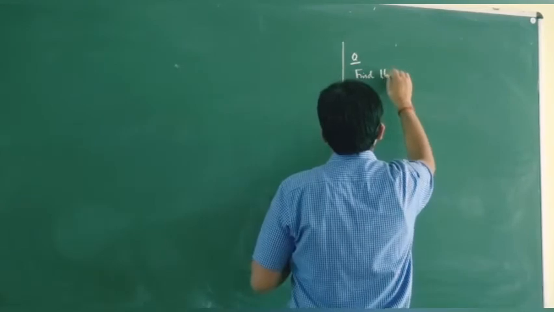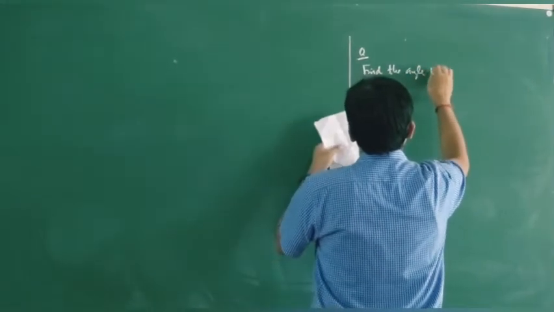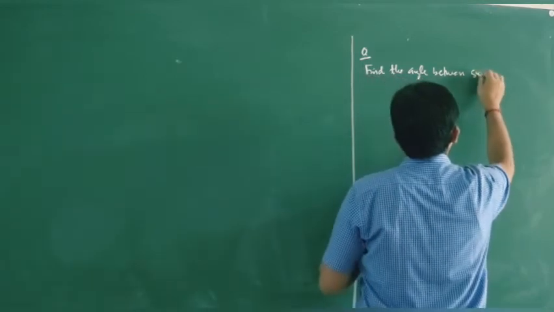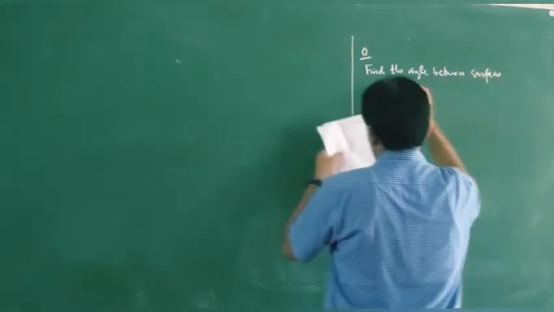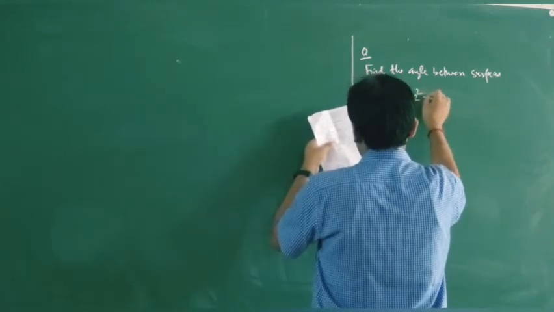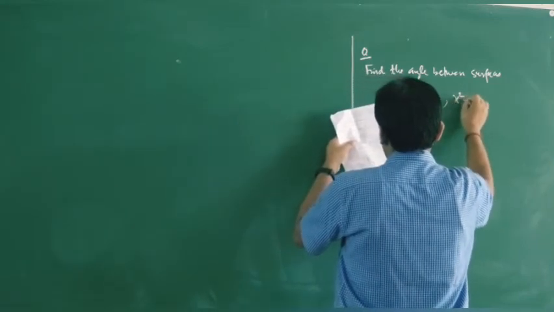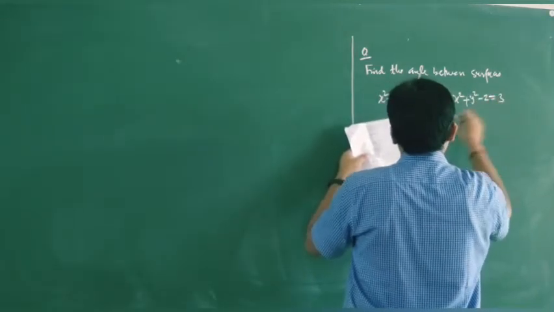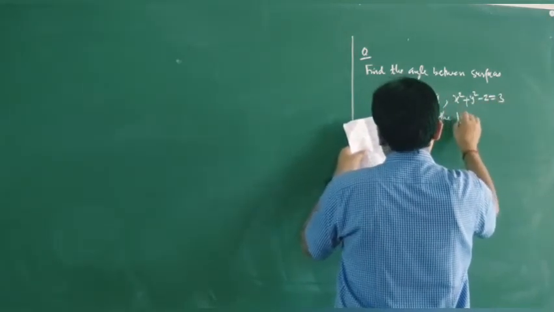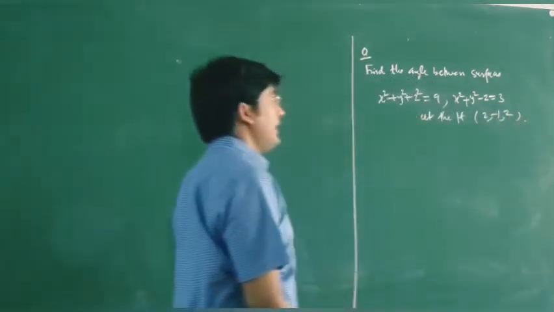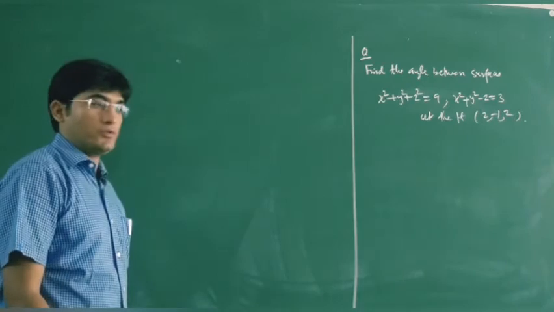The angle between surfaces x square plus y square plus z square equal to 9. Then we have the second surface as x square plus y square minus z equal to 3 at the point 2 minus 1 2. So let us find out the angle between these two surfaces.